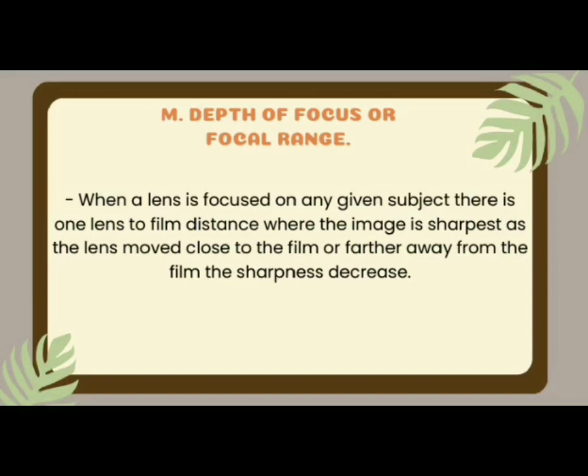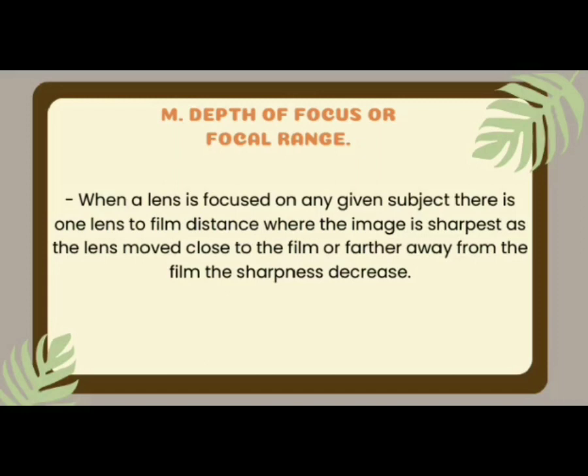When a lens is focused on any given subject, there is one lens to film distance when the image is sharpest. As the lens moves closer to the film or farther away from the film, the sharpness decreases.